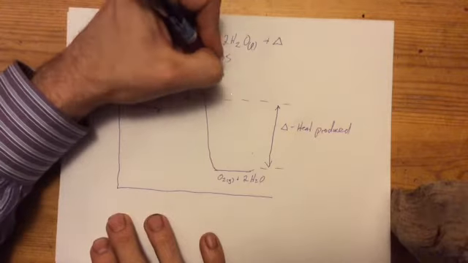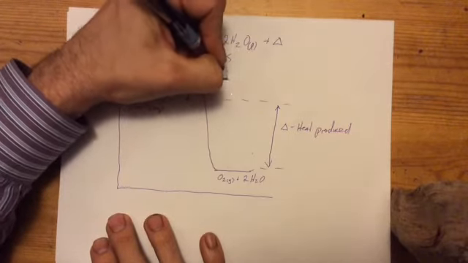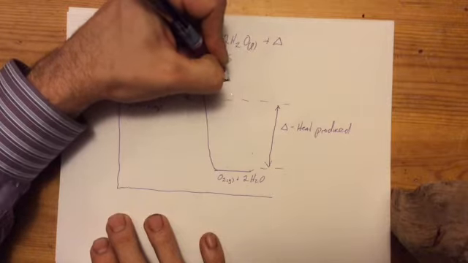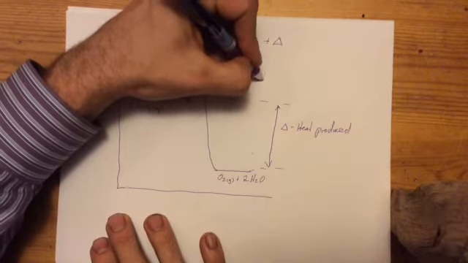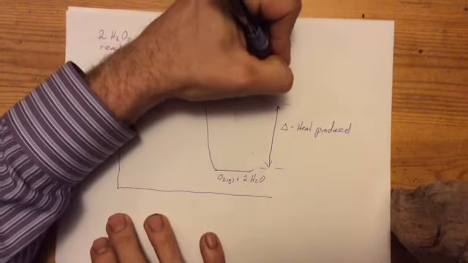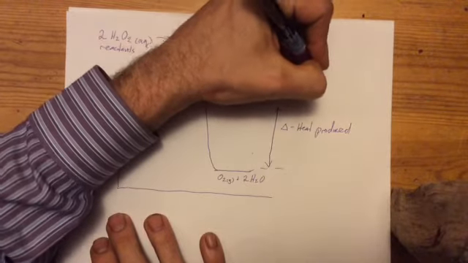And this is called the activation energy barrier. It's written as a capital E with a little subscript A, and that's the activation energy barrier.